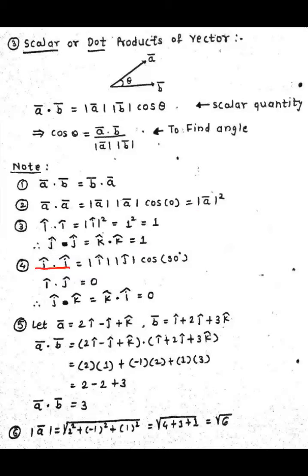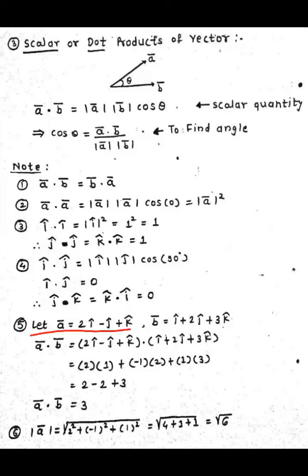Now, the fourth note is that if we take the dot product of I and J, then what will happen here? It is modulus of I cap into modulus of J cap and cos of theta. Now the angle between I and J, they are mutually perpendicular to each other. So the angle is 90 degrees and cos is 0. So I dot J always gives answer 0. In a similar way, we can say that J dot K and K dot I also give answer 0.